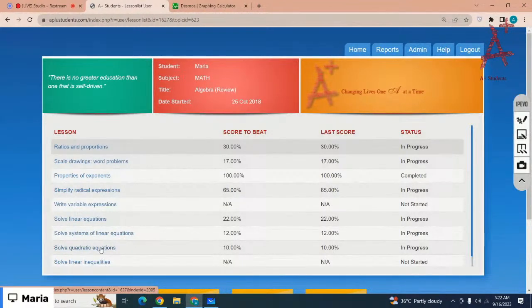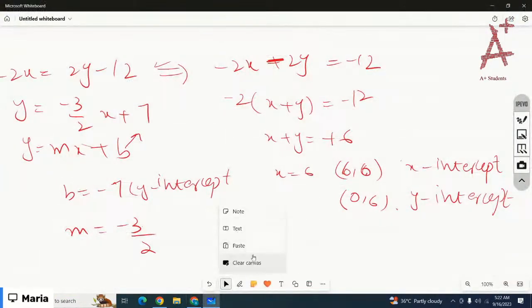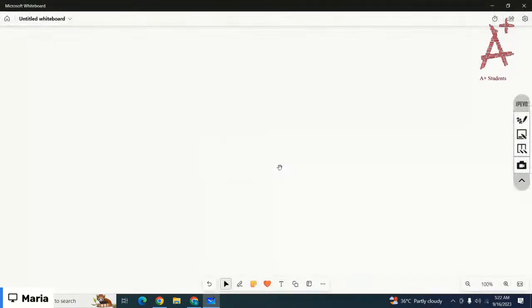Okay, so let's now solve quadratic equations, and then we'll go through examples of all these lessons, right? So what do you think about quadratic equations? What is a quadratic equation? Quadratic equations are degree 2 equations, where the degree of the variable is 2, right?